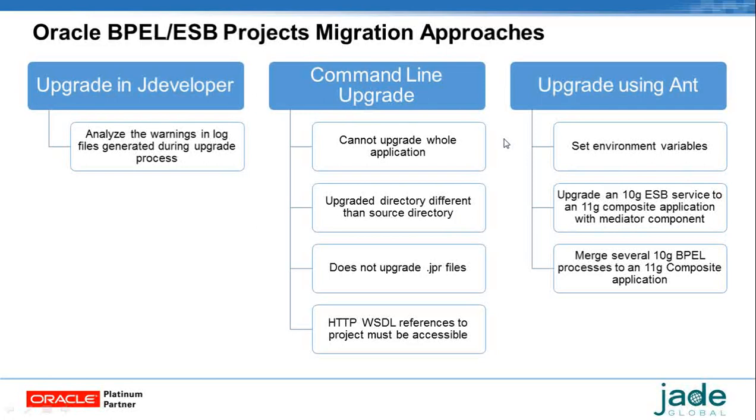For upgrade using ANT, we need to set up the environments, and then upgrade a 10g ESB service to an 11g composite application with mediator components. That's one thing we can do. We can also merge several 10g BPEL processes into an 11g composite application. You need to specify the source projects, and the script itself will help you club the different source projects and merge them into one destination project.